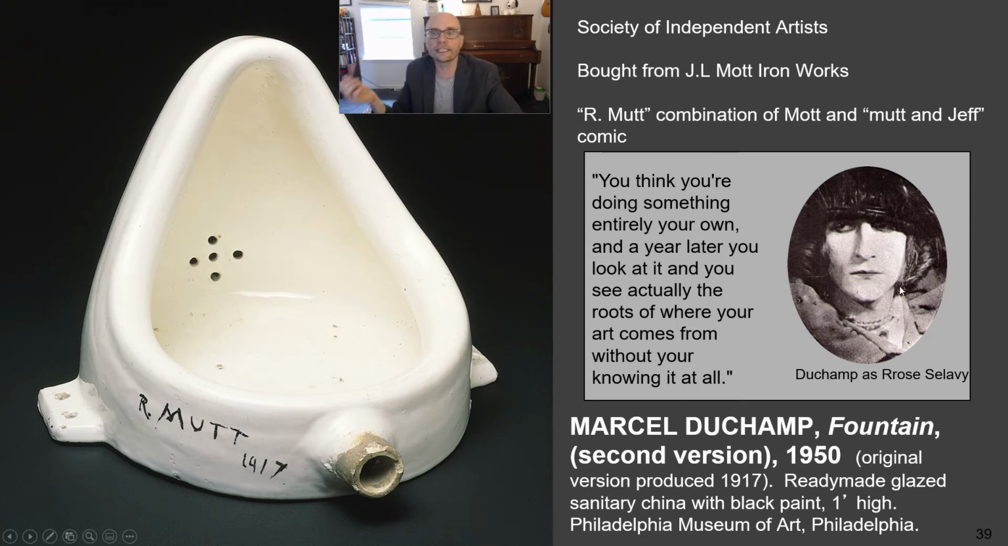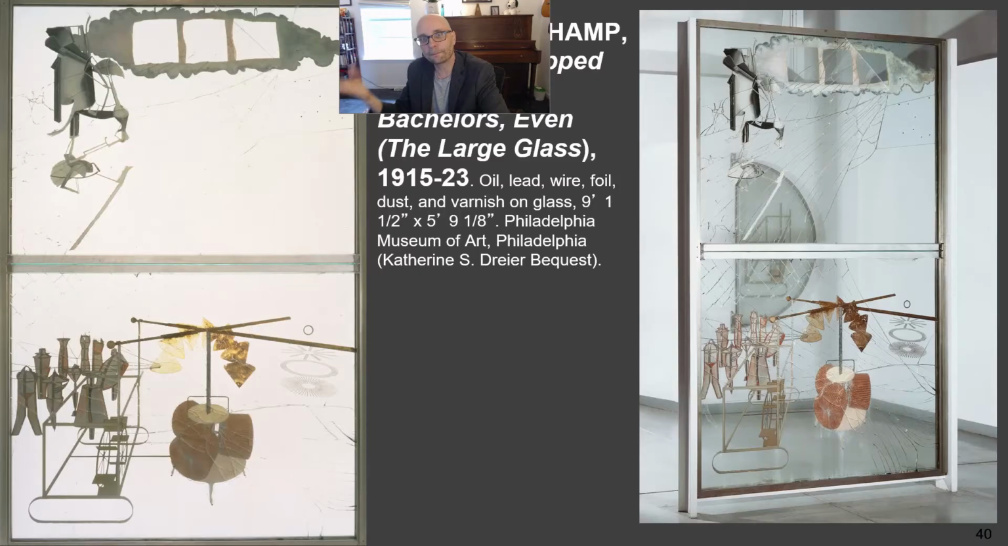But he says, you think you're doing something entirely your own, and a year later you look at it and you see actually the roots of where your art comes from without your knowing it at all. So, he's talking about chance here. And he's talking about sometimes you think you're doing things that maybe appear random, and then you look back and you realize, oh, this is actually part of something bigger. But maybe through randomness, maybe by closing your eyes and picking a urinal out of a catalog, we're actually tapping into something greater and more important.